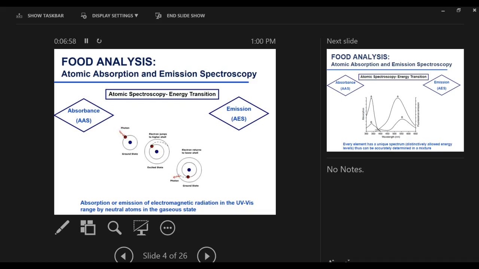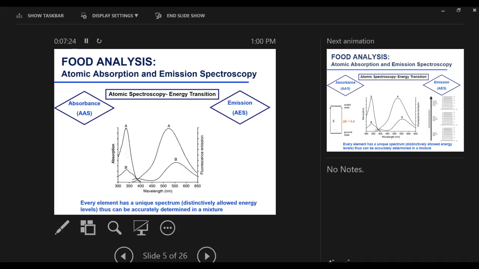And then when we say atomic, the atom should be neutral, not ionized, and in the gaseous state. So in atomic absorption, we make sure that our molecular bonds are broken, and then the atoms are in the gaseous state, and then that's when we measure absorption or emission. It won't be at the ionized state.